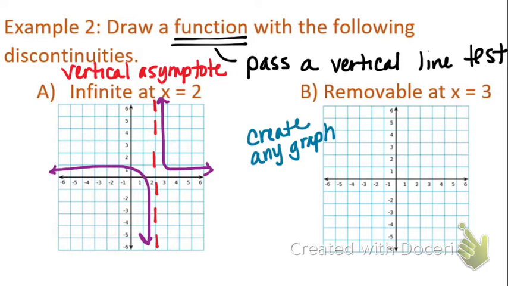And I want you to create exactly what you see me creating. I want you to try to create something. It could be a parabola, but you have to put the hole at 3. That would be okay. It could even just be a constant, just like a straight horizontal line. That would be okay. And then you have to put the hole at 3. So there's a lot of different functions you can draw with a removable discontinuity at 3.